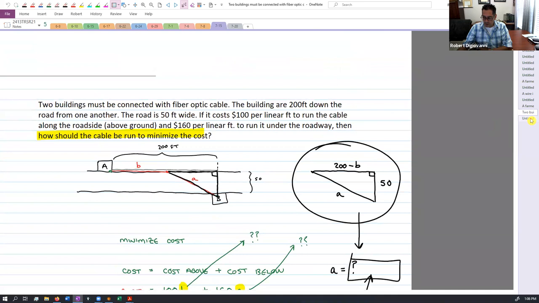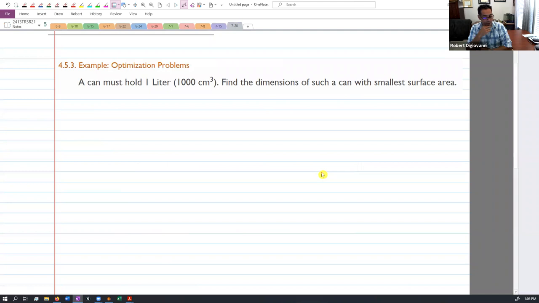So let's read the problem. A can must hold 1 liter. And just for the sake of knowing what 1 liter is, 1 liter is 1,000 cubic centimeters. Find the dimensions of such a can with the smallest surface area possible.